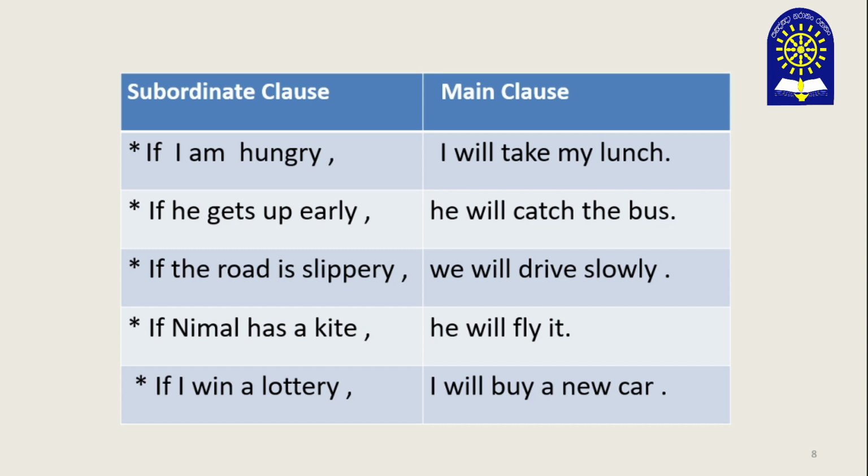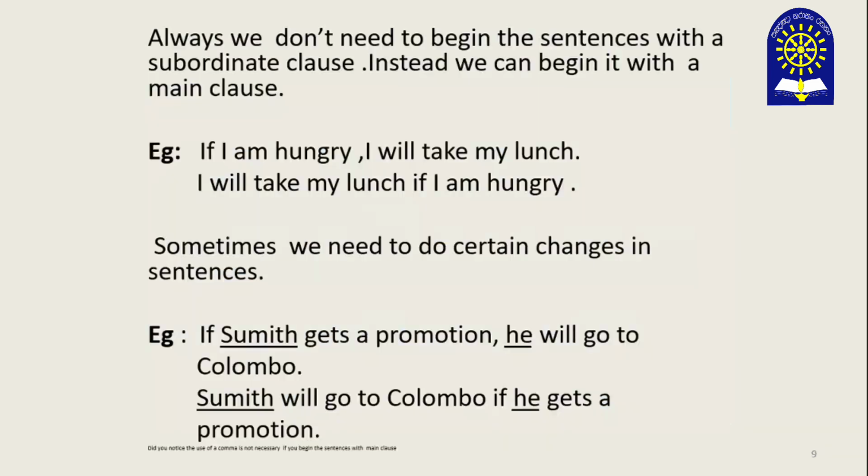If the road is slippery, we will drive slowly. If the road is slippery is the subordinate clause. We will drive slowly is the main clause. If Nimal has a kite, he will fly it. If Nimal has a kite is the subordinate clause. He will fly it is the main clause. If I win a lottery, I will buy a new car. If I win a lottery is the subordinate clause. I will buy a new car is the main clause. Hope you have done it correctly.